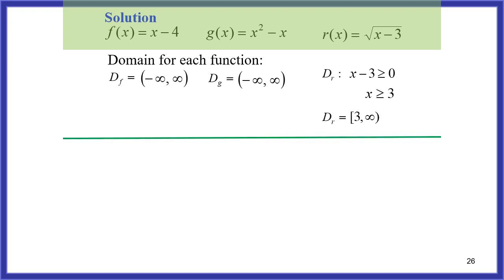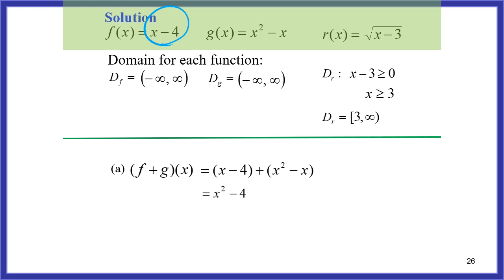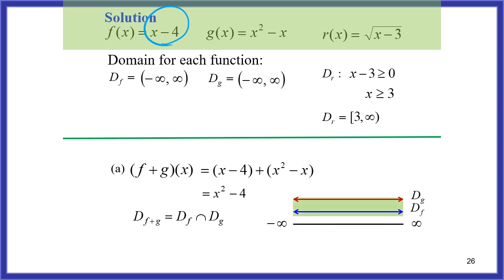To solve the question, for the first one, the addition of f and g: function f is x minus 4, plus x squared minus x. So the function here will be x squared minus 4. This is the new function, the addition of f and g. How about the domain? We just need to find the intersection between domain f and domain g. Both are negative infinity to infinity, so the intersection will be negative infinity to infinity.